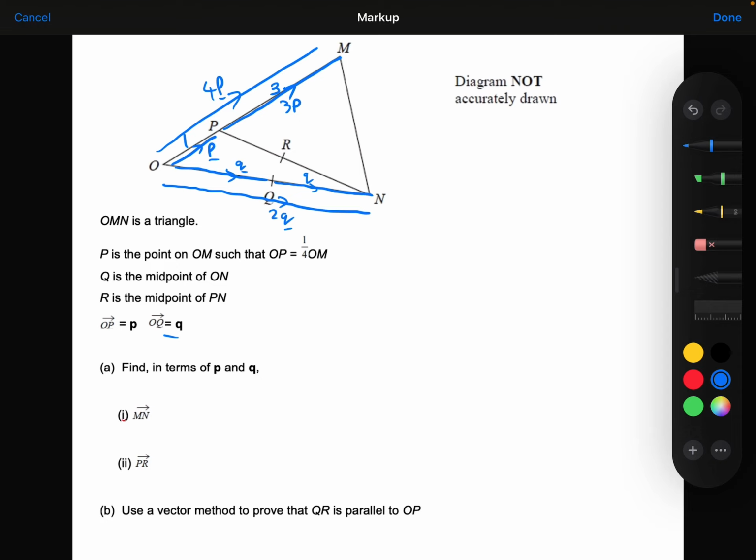Right, we are asked to work out, in terms of P and Q, the vector M to N. So M to N looks like this. Now, I don't know what that looks like immediately. So instead, I'm going to go from M to O plus O to N.